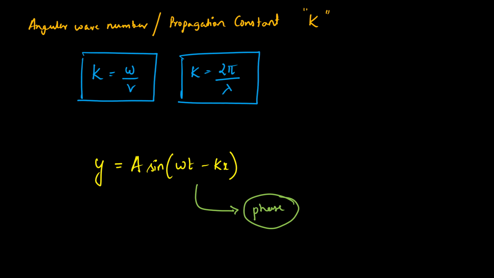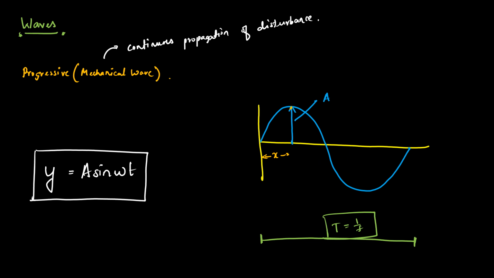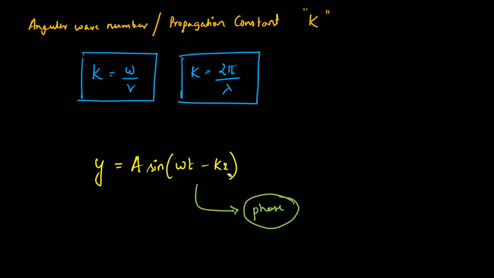kx is not the change. No, no. k is the propagation constant. Okay, so sin omega t is the general wave, and this k multiplied by x will depend upon the medium.